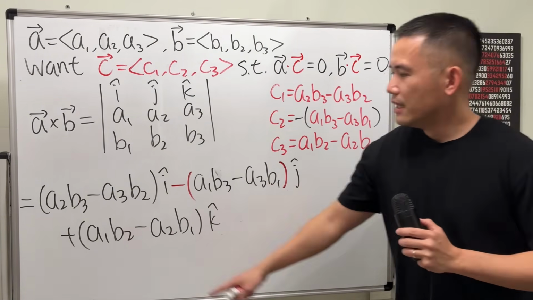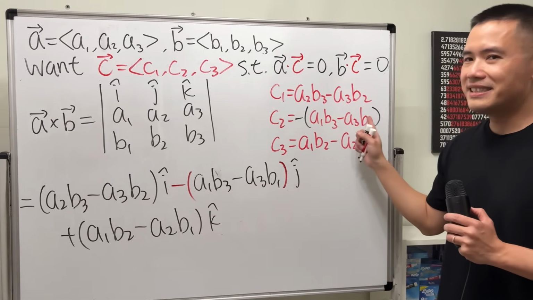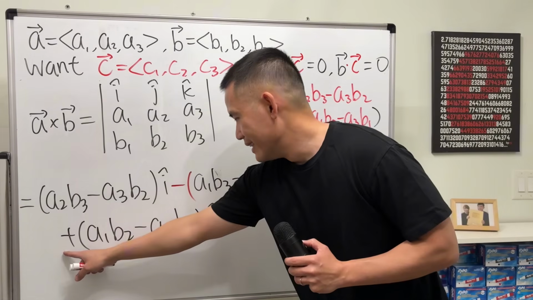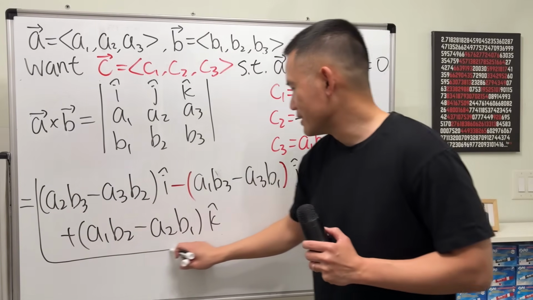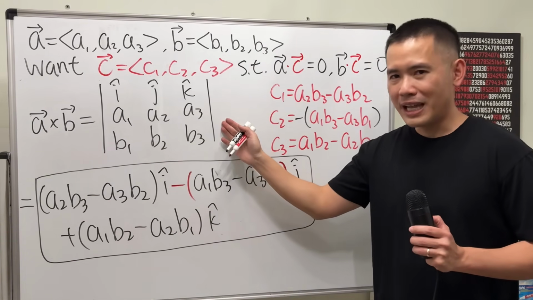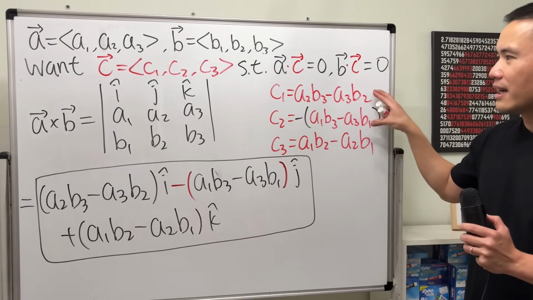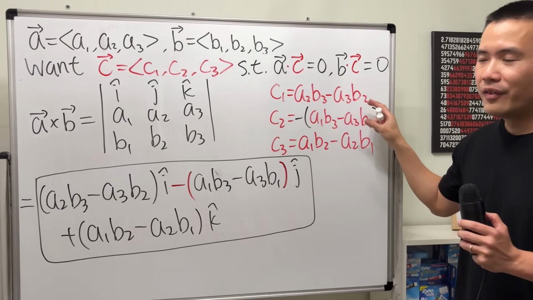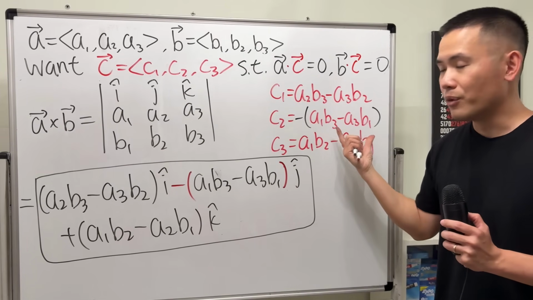And have a look. This right here is our C1, this right here is precisely our C2, and lastly, this is C3. So, as you can see, it's just so nice that if you do the 3 by 3 determinant, you actually end up with exactly what we were looking for earlier as well. That's why we set it up like this, and it helps us remember the formula much better.